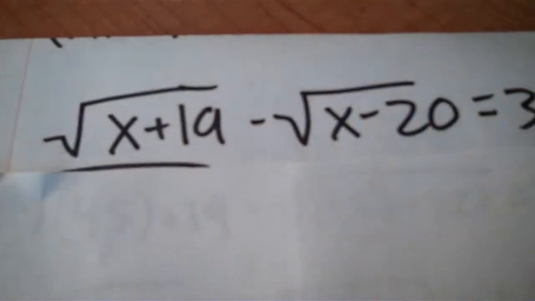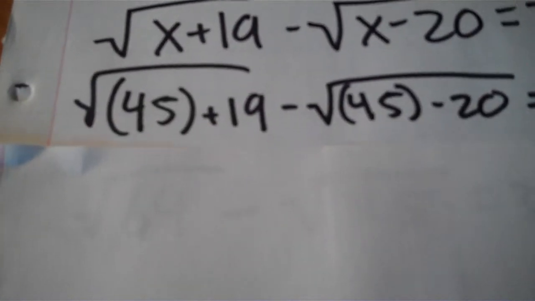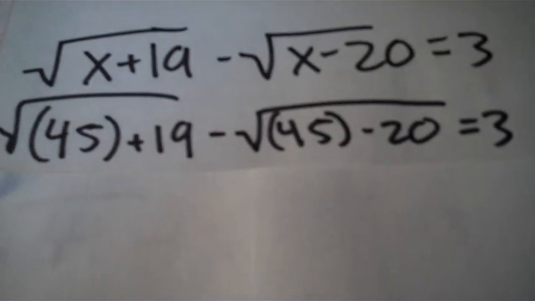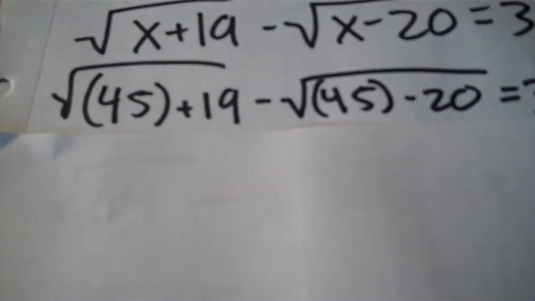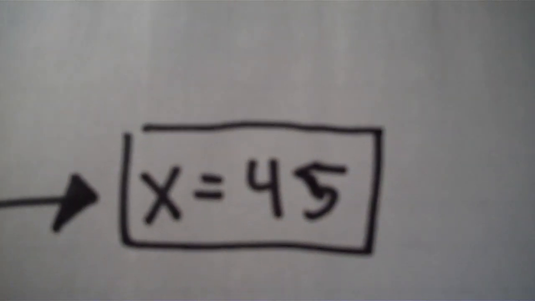So I have the original problem right there, and then I just filled in x with 45. So we got square root of 45 plus 19 minus the square root of 45 minus 20 is equal to 3. After adding all the numbers under the radical, we end up getting the square root of 64 minus the square root of 25 is equal to 3. And we all know the square root of 64 is 8, and the square root of 25 is 5. When you subtract 5 from 8, you get 3. 3 is equal to 3, that's true, so that means x equals 45 is the correct answer.